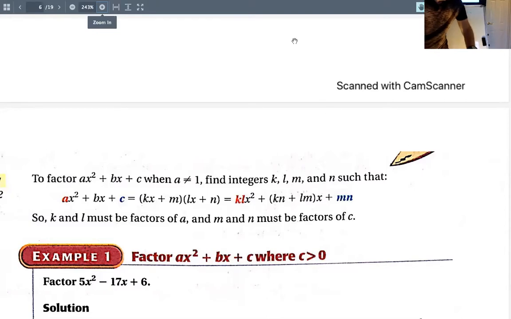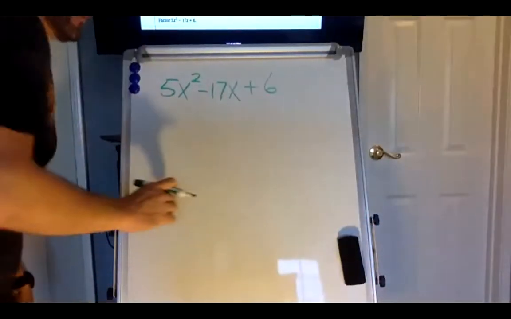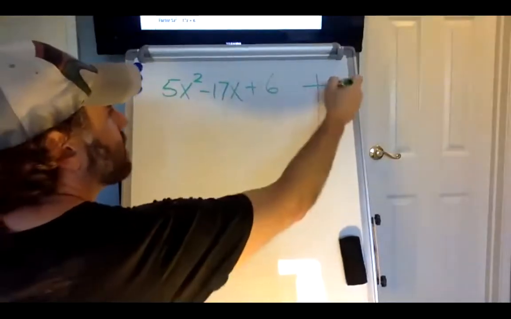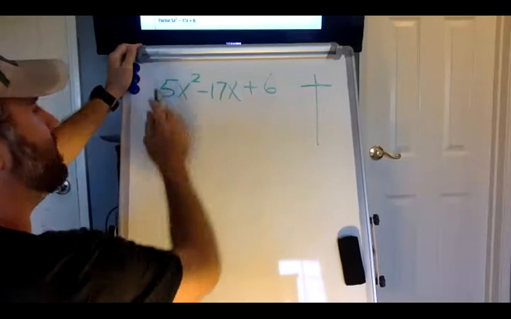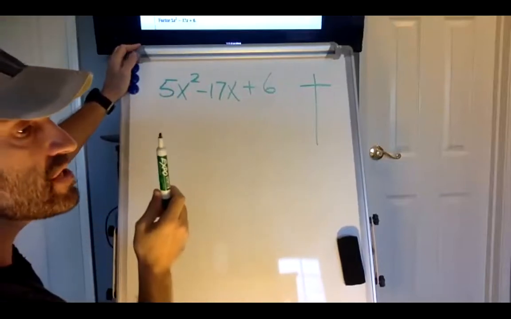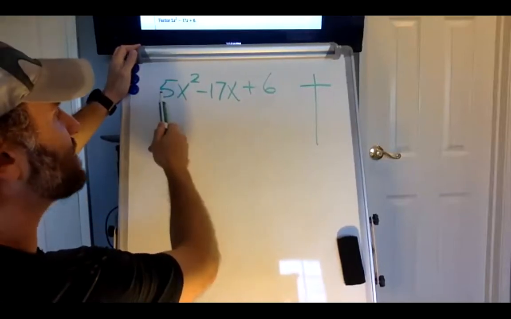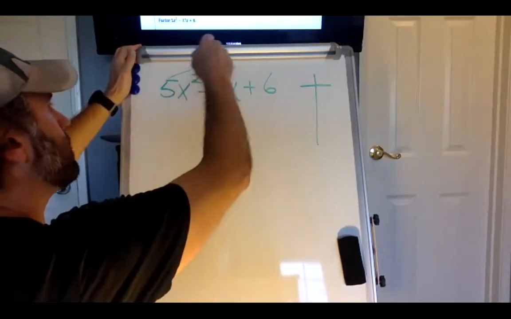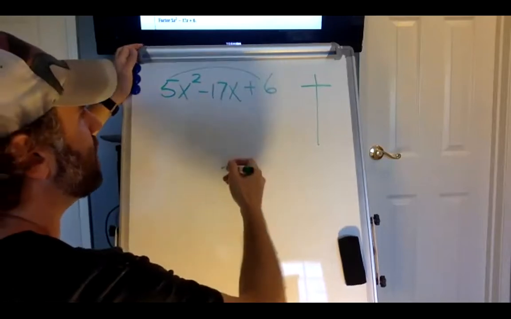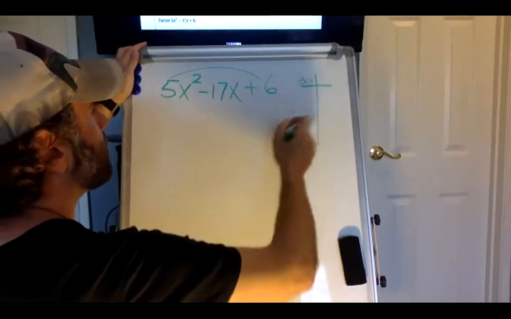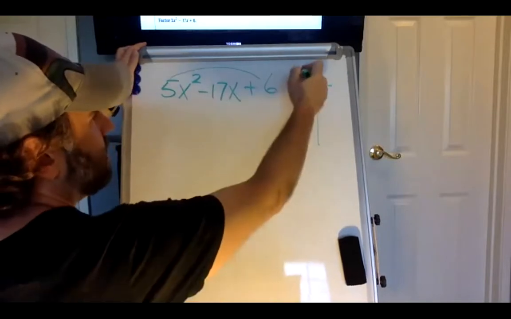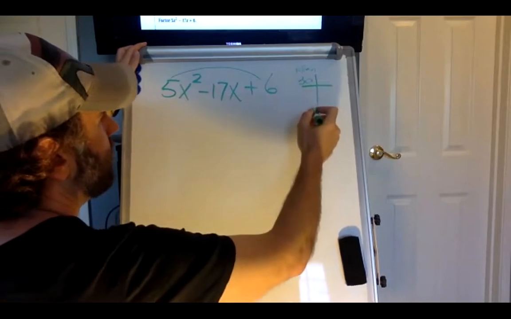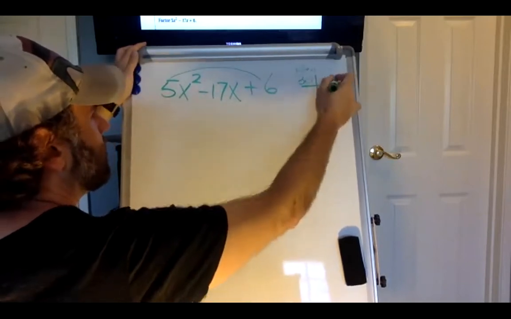And I'm going to stop the screen share because now I have it on the board. This is easy. Now you should start seeing it as, what is 5? That's KL. What is 6? It's MN, right? So when you multiply, you get 30. That is KLMN. Okay, your middle term is negative 17.